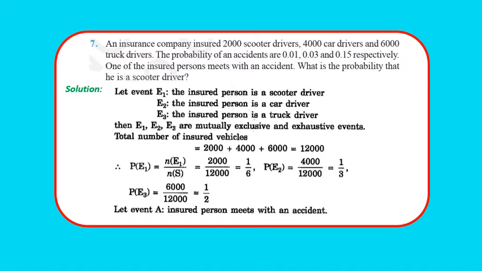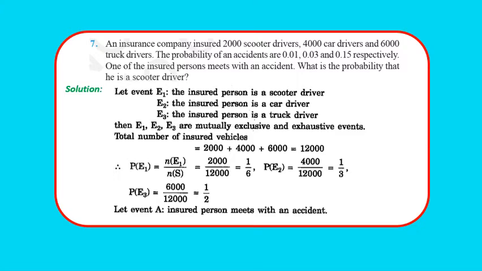So coming to question 7, an insurance company insured 2000 scooter drivers, 4,000 car drivers and 6,000 truck drivers. The probability of an accident are 0.01, 0.03 and 0.15 respectively. One of the insured persons meets with an accident. What is the probability that he is a scooter driver?